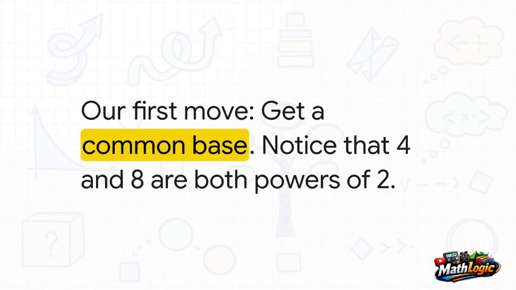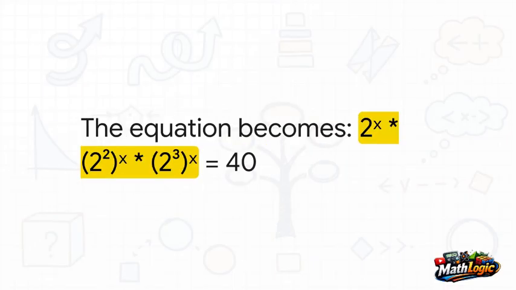Well, with equations like this, full of exponents, the number one rule is to simplify. And the best way to do that is to get everything on the same team, to find a common base. And if you look closely, those numbers, 4 and 8, are practically screaming that they're just powers of 2. And just like that, we can rewrite the whole thing. The 4 becomes 2 squared, and the 8 becomes 2 cubed.